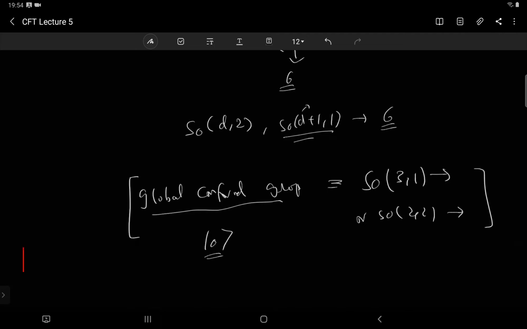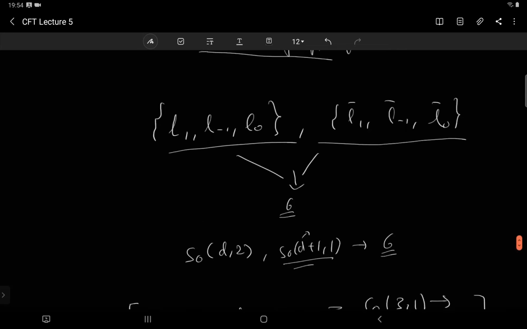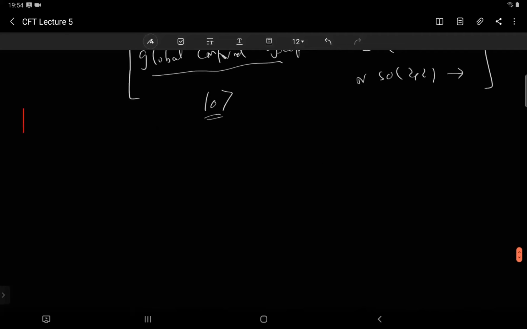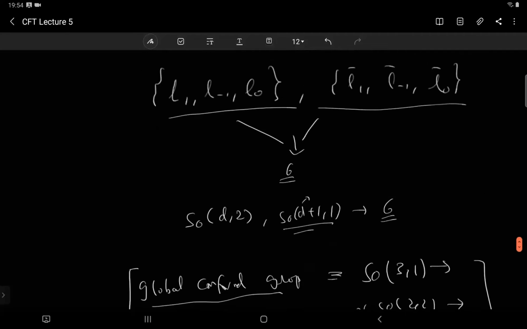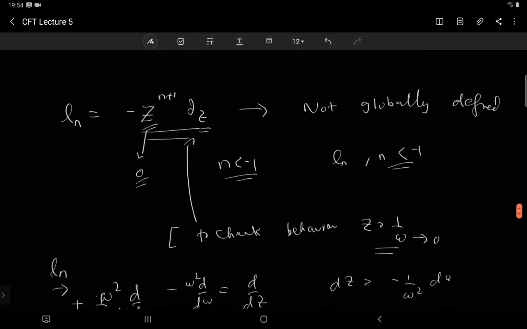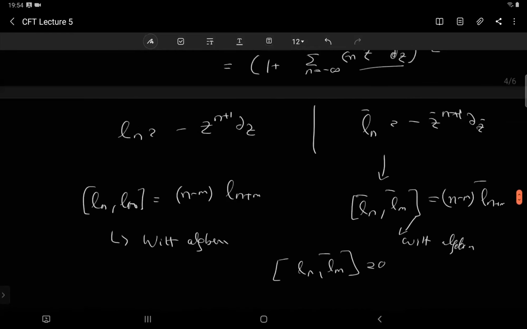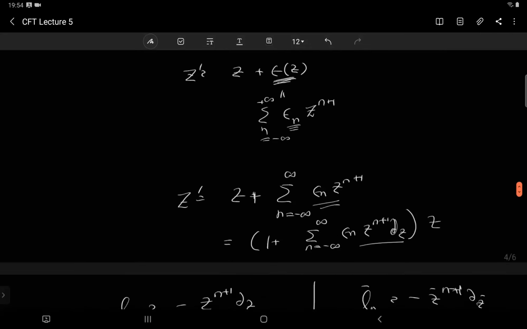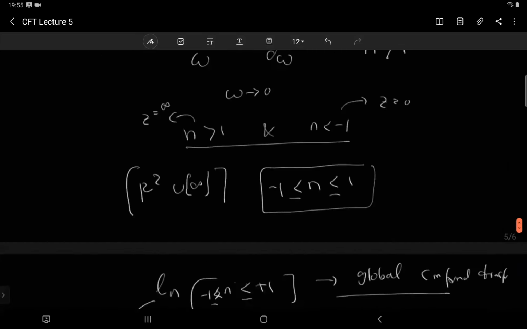Sir, why only the discrete ones? I mean, 1, minus 1, 0, not the other ones? Not because they're not defined everywhere. To form a group, you'll have to write the inverse and all these things. We will see why. I'll tell you in a different way why this is not a group. Sorry, I mean, why only the discrete values of n? n is discrete only because you're doing a Laurent expansion, so n is not continuous. Yes, sir. Okay.